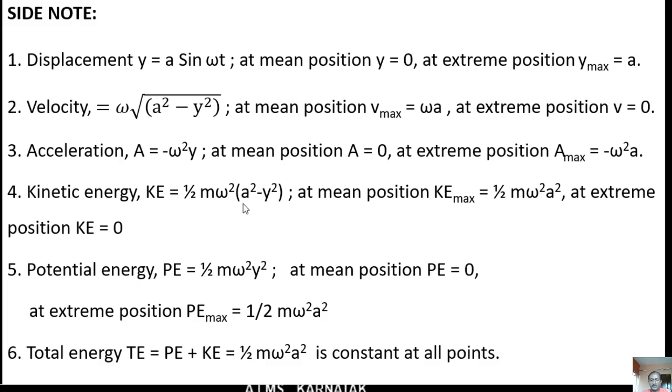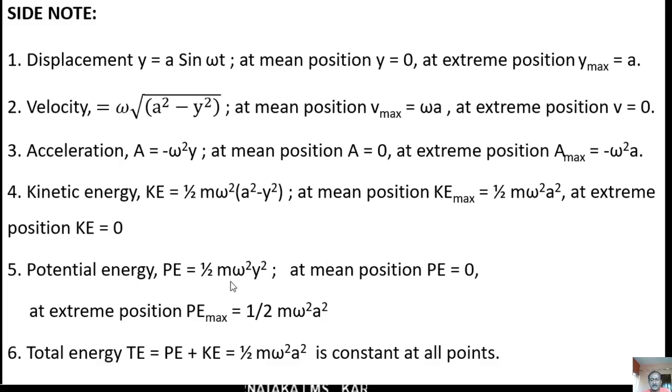Now see the kinetic energy. Kinetic energy is half m omega square into a square minus y square. At the mean position, displacement y is 0. Hence, in this equation y equals 0, then it becomes half m omega square a square. But at the extreme position, the kinetic energy is 0. When the particle goes from the mean position to the extreme position, the kinetic energy reaches 0 because the velocity is 0. But potential energy is maximum.